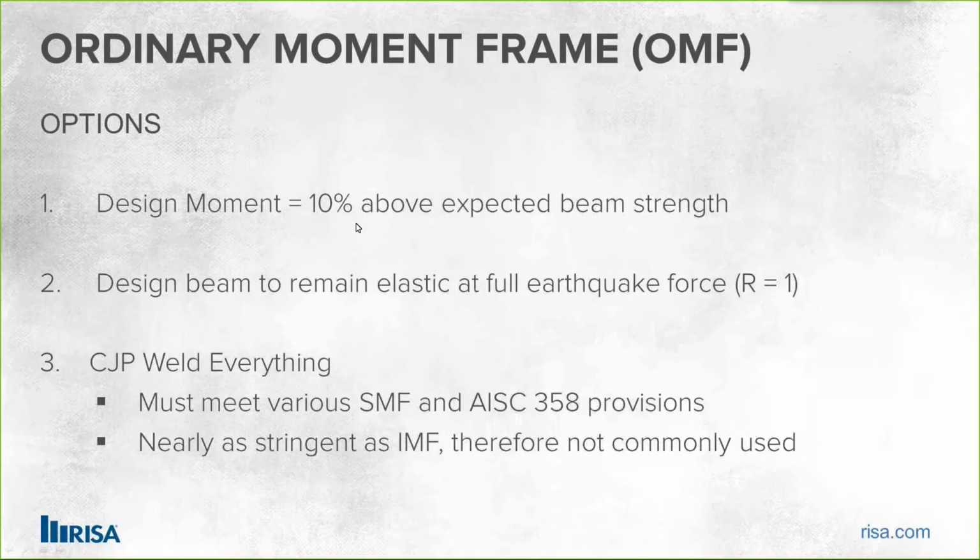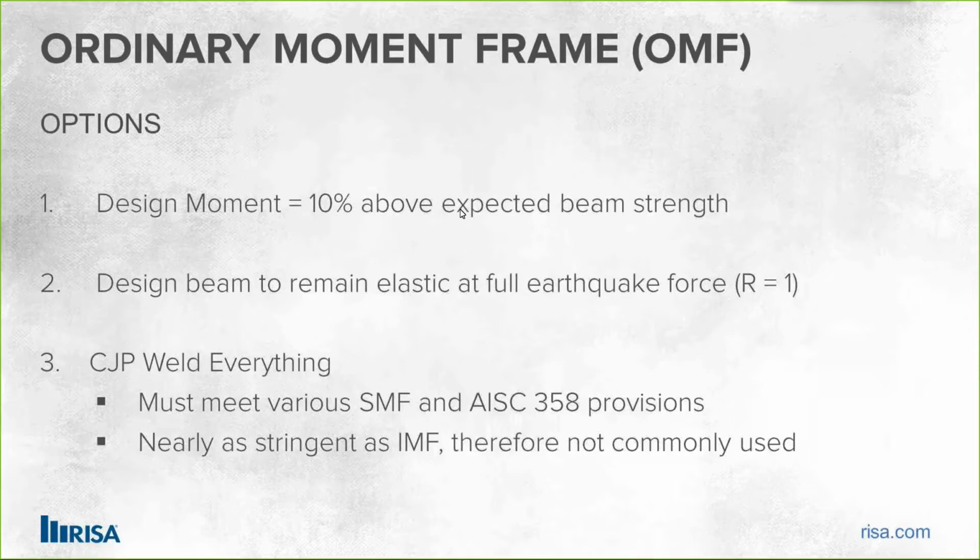Because during an earthquake, connection failures have been proven to be the problem with buildings collapsing. We want that failure, if it's going to happen anywhere, to be in the beams. So option number 1 is just to design those connections so much stronger than the beam that there's no way they're going to fail. That can be difficult, though, to get a connection that's that much stronger than the beam, especially when you consider that even a full CJP weld is still only going to be able to develop the beam's strength itself.